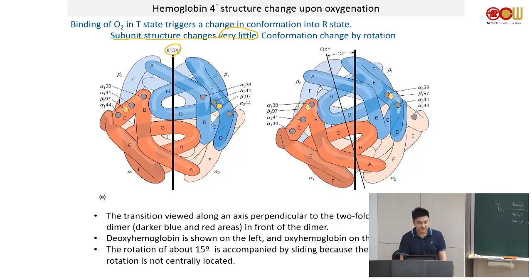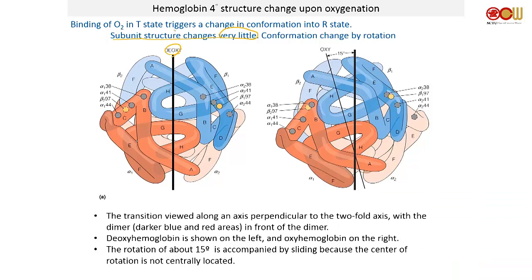So in this case, the axis of symmetry is from top down. This is the axis of symmetry. So this is a two-fold axis. So this guy is a C2. Minor, doesn't matter. Okay? Now, what you actually get after you bind oxygen to hemoglobin is a slight rotation, by about 15 degrees, of alpha 1 beta 2 relative to alpha 2 beta 1. So you have a sort of sliding occur.